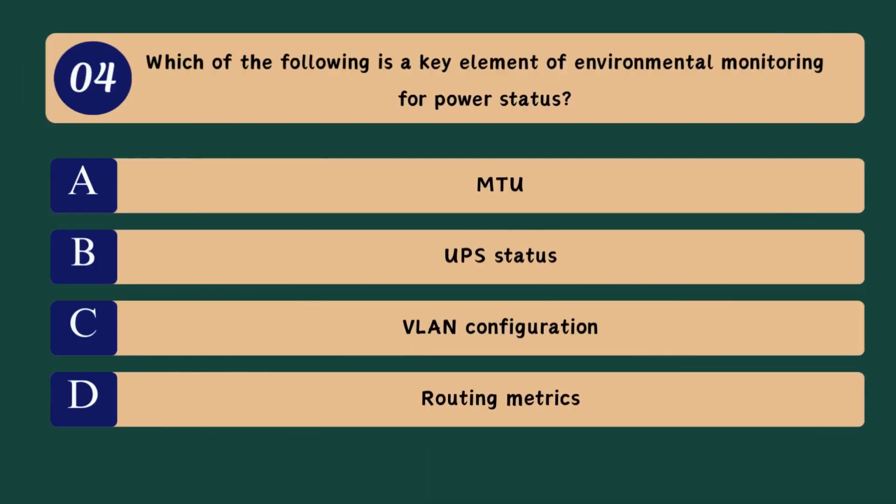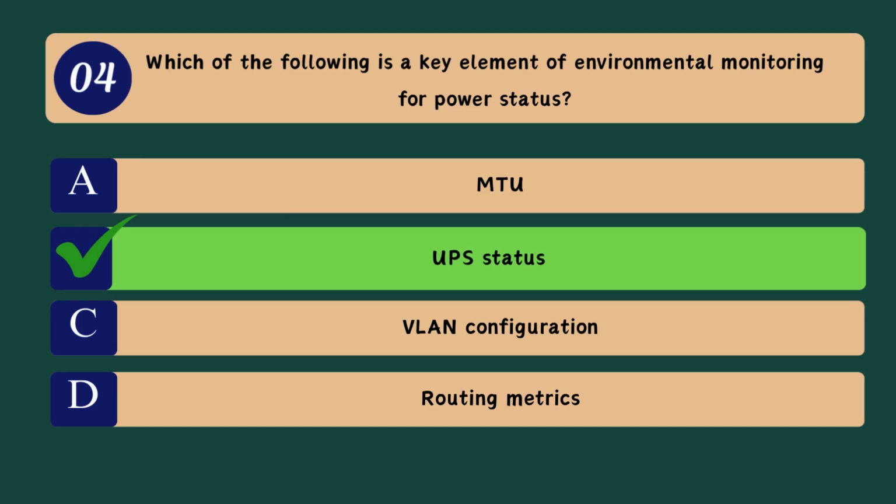Question 4. Which of the following is a key element of environmental monitoring for power status? A. MTU. B. UPS status. C. VLAN configuration. D. Routing metrics.